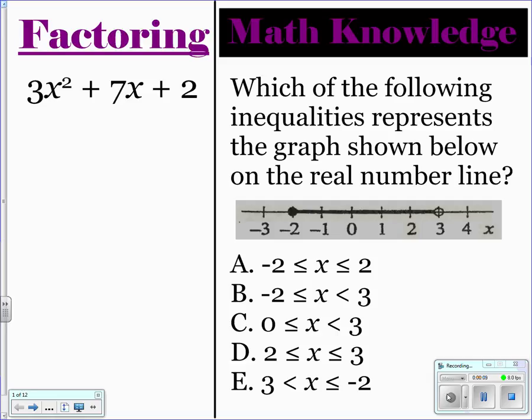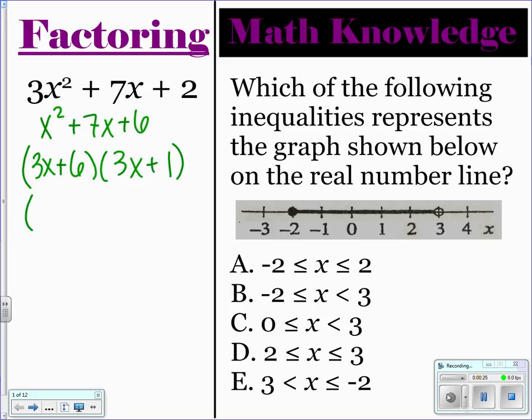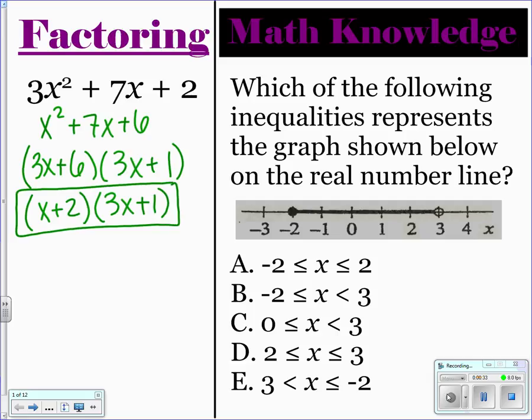So for the factoring here, you're going to have to do a remove, replace, reduce. So we're going to remove the 3 and multiply it by that 2 to get a 6. And then when you factor, make sure that you replace your 3. And we're going to have 6 and 1. The first one will reduce. We'll have x plus 2, and then times 3x plus 1. And so that would be your answer for your factoring.